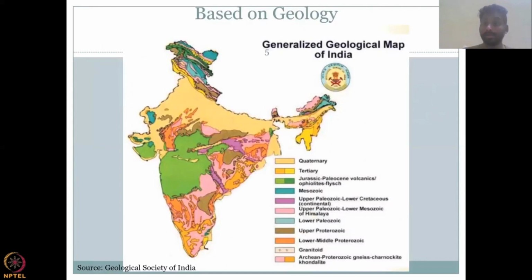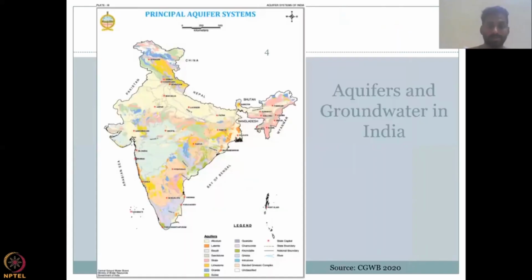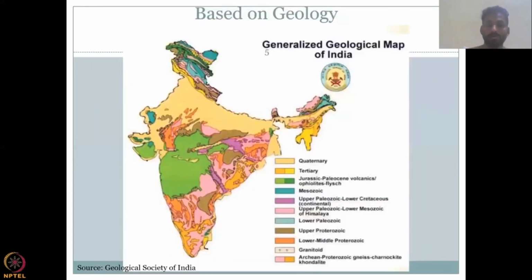Now we're going to take another map by the Geological Survey of India. The previous one was from the Central Groundwater Board, where they do a lot of work on groundwater, whereas this one is based purely on the geology. If you look closely, the geology doesn't change much between years or even decades, because only the weathering happens, but the material is the same.